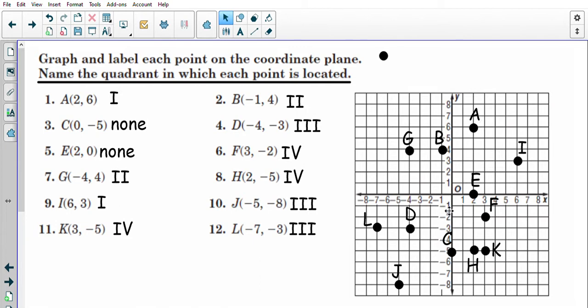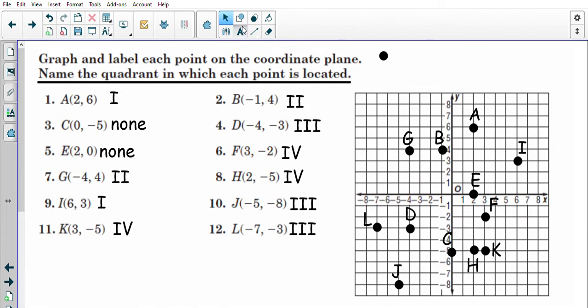B is at -1, 4. Start at 0, 0, left 1 for -1, up 4. We're going to graph point B. And you really want to make sure you can accurately graph points. It's going to be a huge part of some of your future lessons. Not as much this year, but definitely in Algebra and Algebra 2. So this point is in quadrant 2.